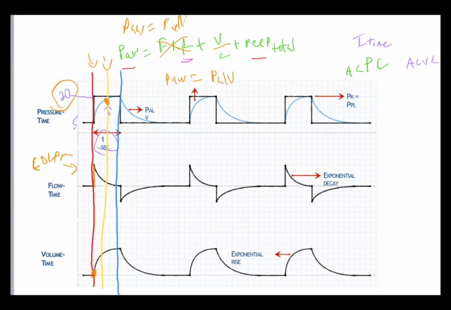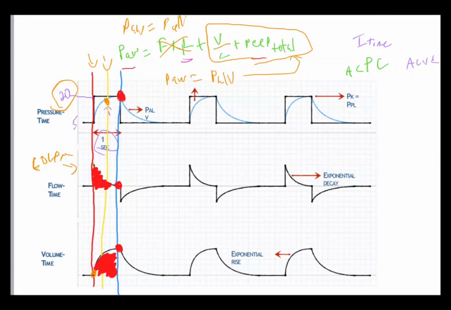And P alv, as we talked about before, is really just this piece of the equation, which is V over C plus P total. So at this red line here, there's no flow, as you can see, right? Because the flow has come down to the baseline. And then the volume will be at its peak. That's how much it's completely in red on our area under the volume curve. Similarly, the area under the flow-time curve represents the volume delivered.